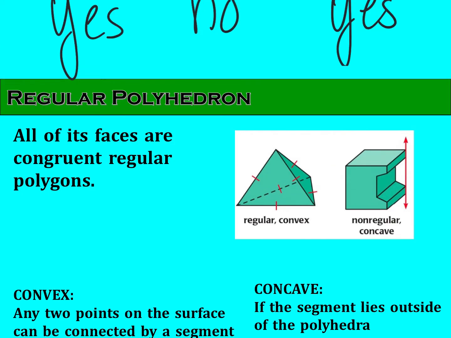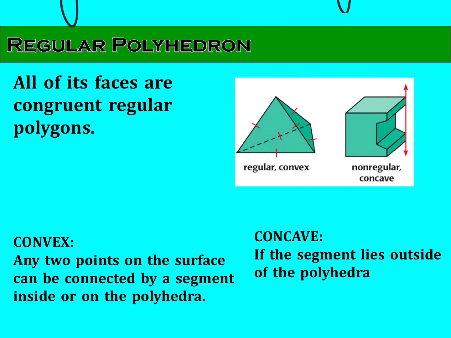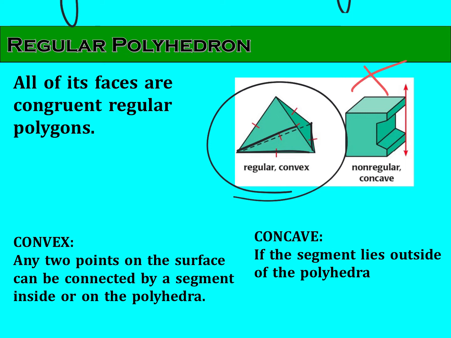Now, to end on, okay, regular polyhedrons. So a couple more things to know are something like regular polyhedrons. And that's when all of the faces are congruent regular polygons. So this here would be considered a regular convex pyramid or regular convex polyhedron. While this one would be considered not a regular polyhedron or a non-regular concave polyhedron, and that's because all of those sides are not congruent, they are not the same.